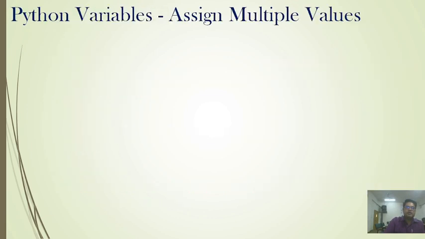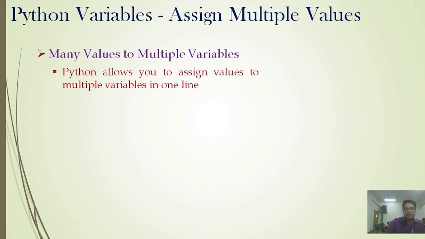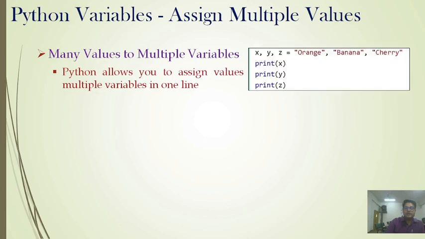Okay, now moving on to the next topic, assigning multiple values. If you want to assign multiple values to variables, what can we do? Python allows you to assign values to multiple variables in a single line. Here you can see x comma y comma z. All three are different variables: x is a different variable, y is a different variable, z is a different variable. But we can assign multiple values to multiple variables.